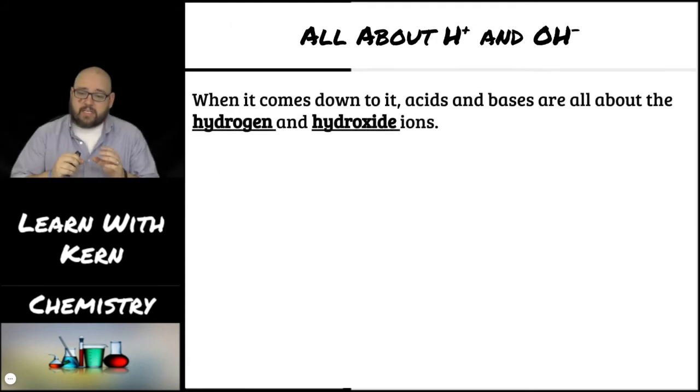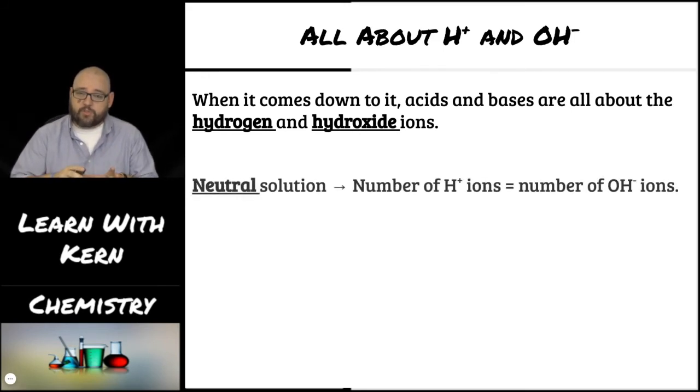Acids and bases are about hydrogen ions and hydroxide ions. In a neutral solution, a pH of 7, the number of hydrogen ions is equal to the number of hydroxide ions.